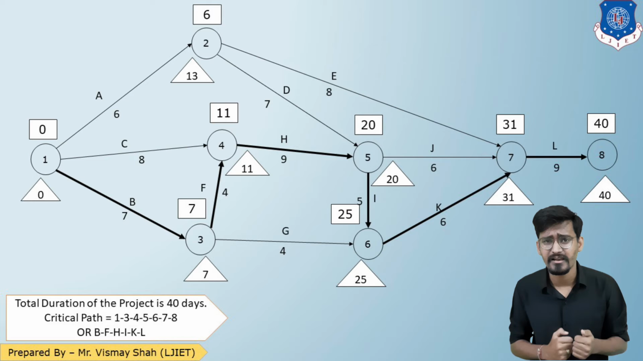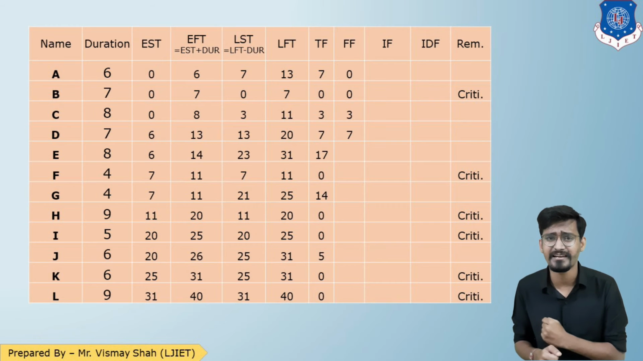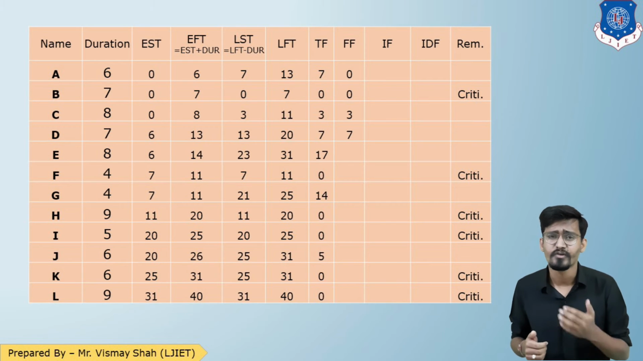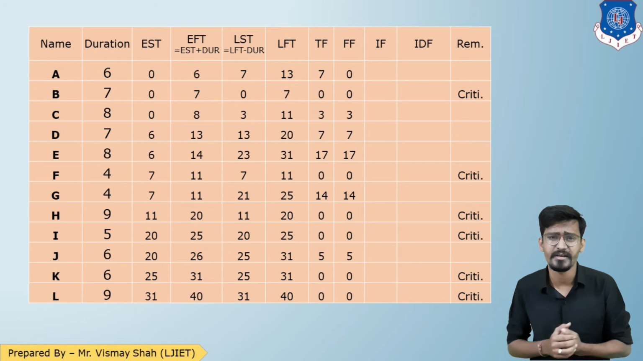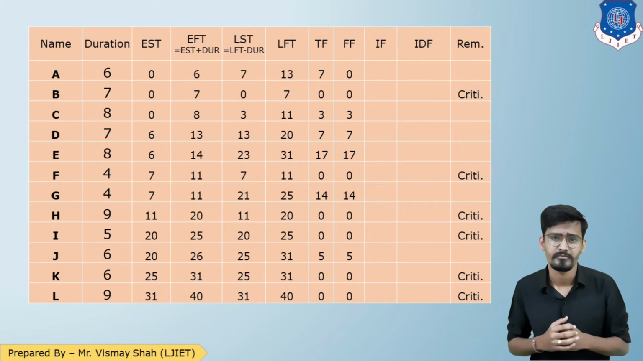Now EFT of L. Let us come back to the table. So in the table, EFT of L is 40. So 40 minus 40, 0. So that is how we can find free float. I hope we are clear up to this point.